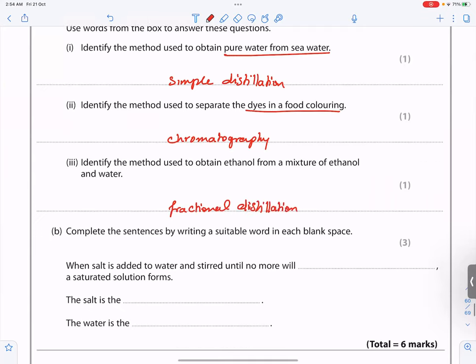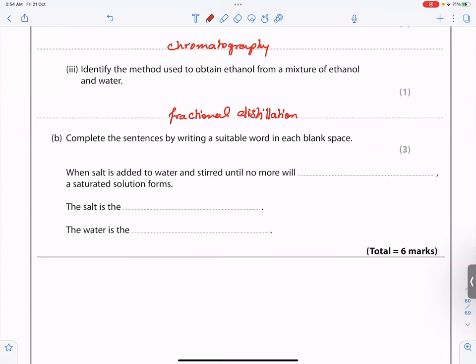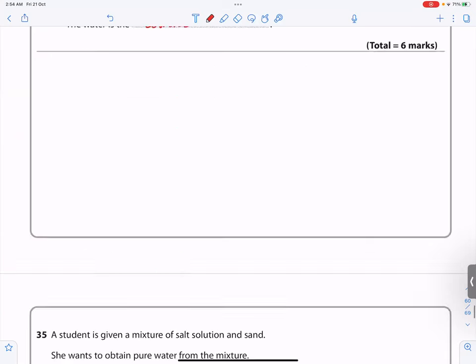Complete the sentences by writing a suitable word in each blank space. When salt is added to water and stirred until no more will dissolve, a saturated solution forms. The salt is the solute, and the water is the solvent.